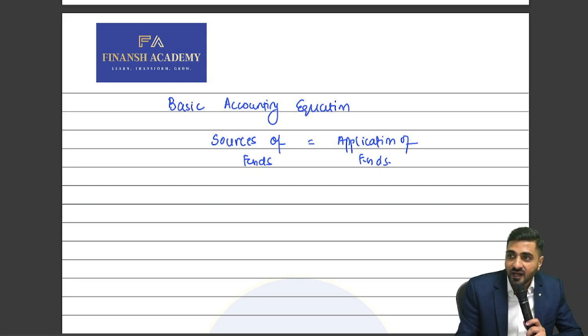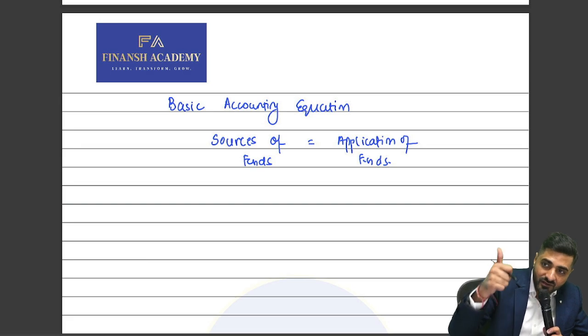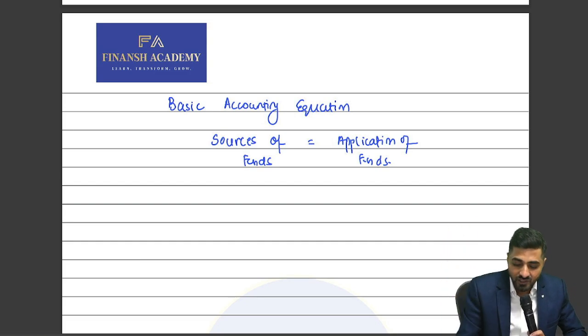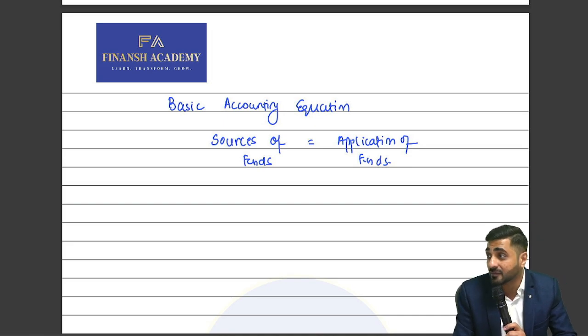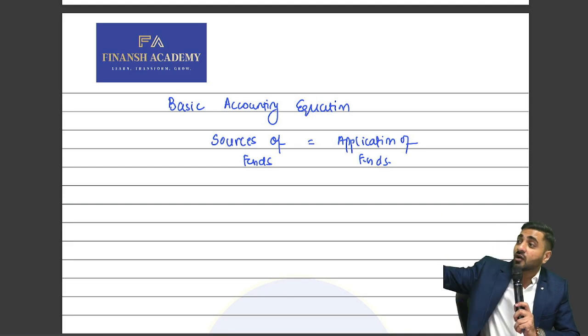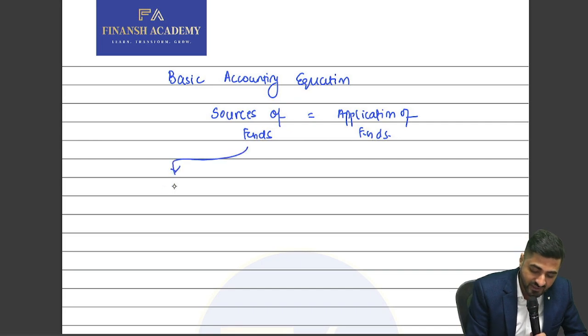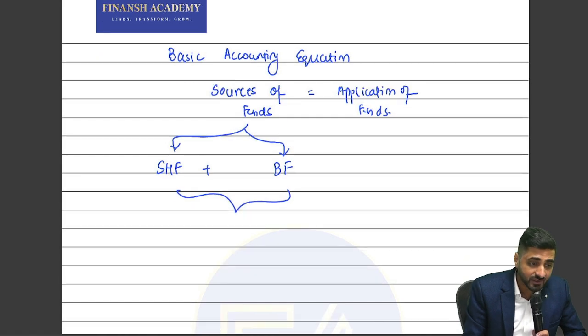Rahul's partner, are you paying attention? Shareholders' funds. What are your sources of funds, beta? Where are you going to take the money from? You take it from your shareholders, and we also take money from borrowed funds. So sources of funds has shareholders' funds plus borrowed funds, and together this is called what? Capital employed.